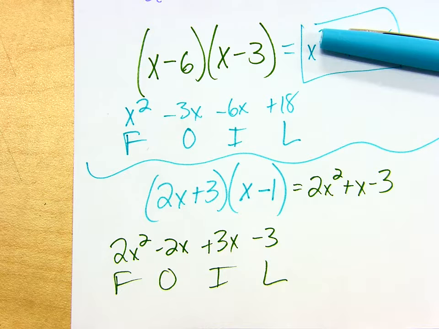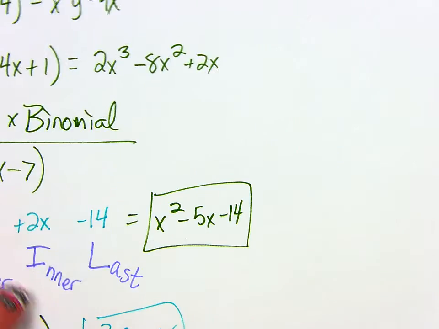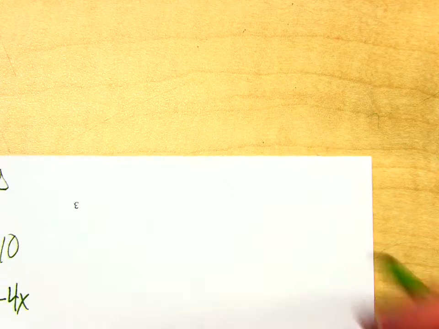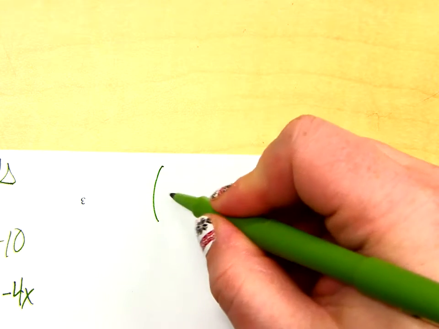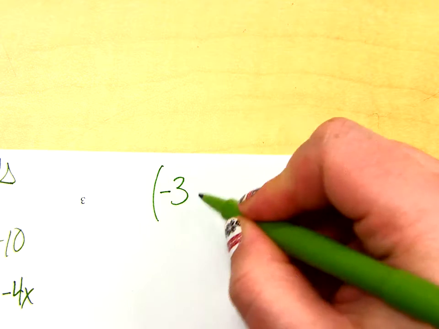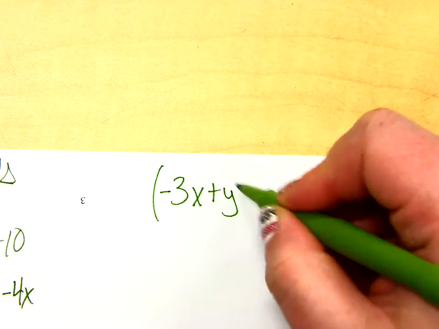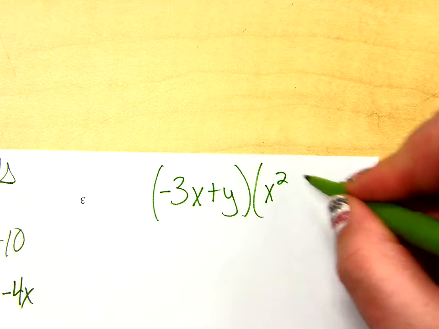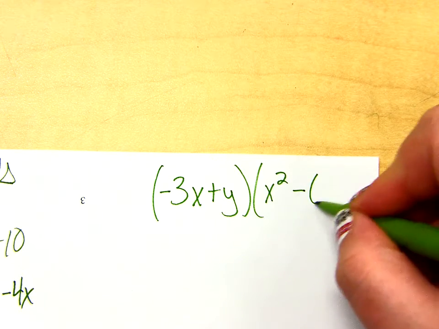So the only way that foiling gets harder is by having more variables, bigger numbers, but it all works the same way. You always do first, outer, inner, last. Combine any like terms if you have any. So let's try a hard one. Let's do negative 3x plus y times, I don't know, x squared minus 6.